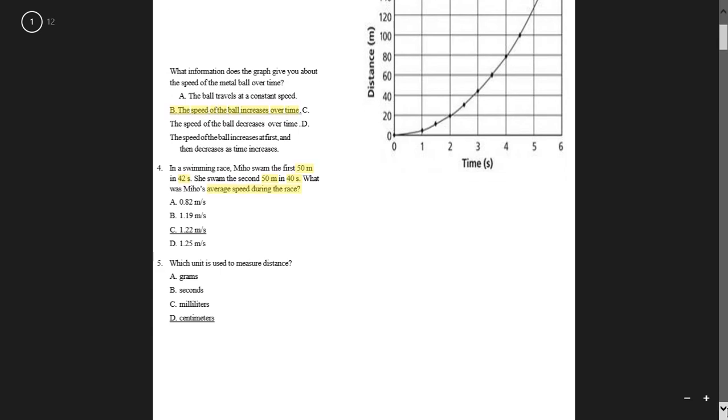The next one: which unit is used to measure distance? We say that distance is measured by different measuring units like centimeters, meters, kilometers. So the choices: grams, seconds, milliliters, centimeters. So we will choose centimeters.